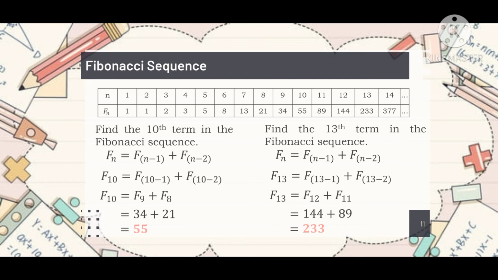So we're going to use the formula and find out the answer. Sa ating formula, papalitan lang natin yung n ng 10 since yung pang 10th term yung hinahanap sa ating problem. So f sub 10 minus 1 is equal to f sub 9 plus f sub 10 minus 2 is equal to f sub 8. At kung titignan naman natin sa ating table, yung f sub 9 natin is 34 at yung ating f sub 8 is 21. So 34 plus 21 is equal to 55.